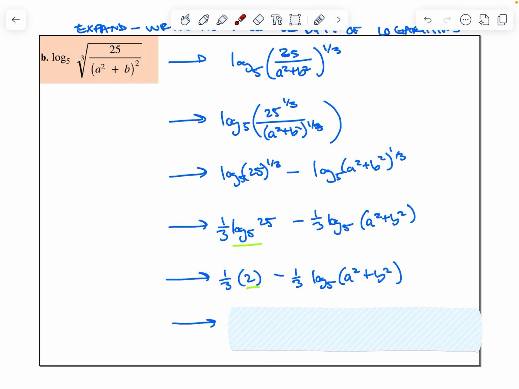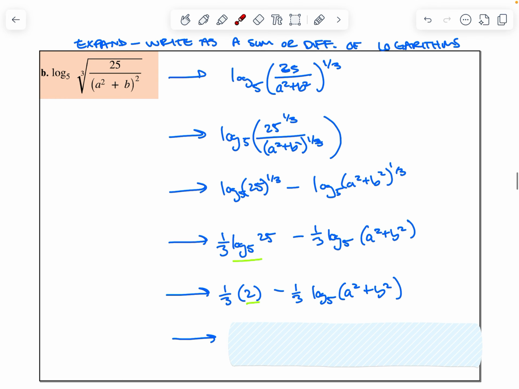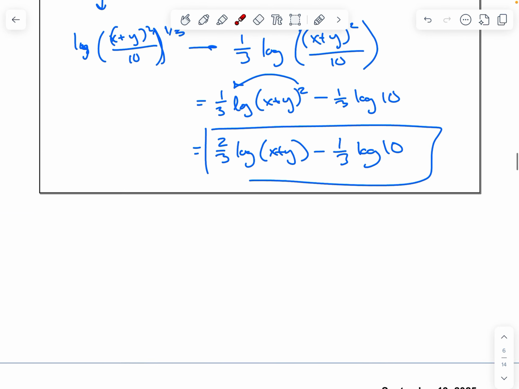Log base 5 of 25, that's just numbers. Log base 5 of 25 is just 2. And 2 times a third is the same as 2/3. Let's make sure we didn't have another step here. Oh, we did have another step.